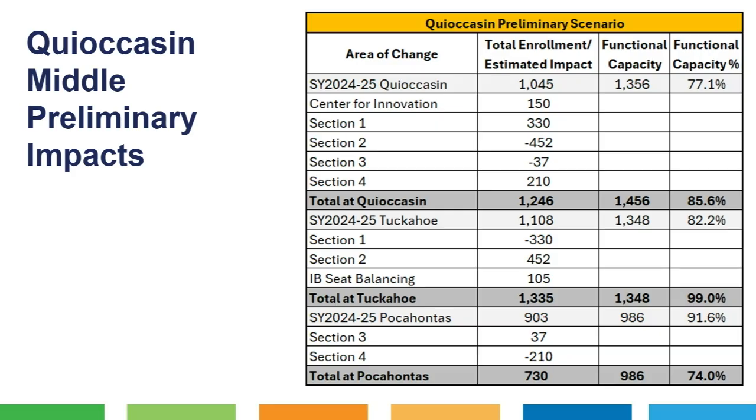Tuckahoe Middle, through the potential boundary adjustments and the changes already underway to shift IBMYP seats from Moody to Tuckahoe to better balance them out, has a projected net gain of 227 students, placing it at around 99% functional capacity. And Pocahontas Middle School would have a net reduction in enrollment of 173 students, placing it at 74% functional capacity.